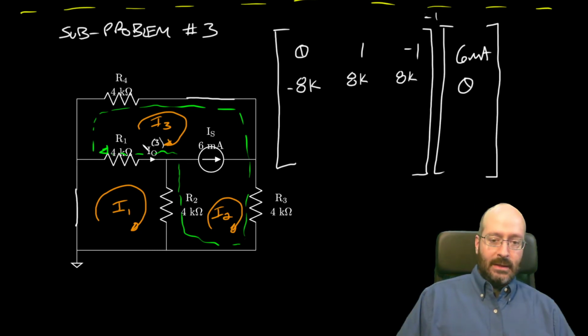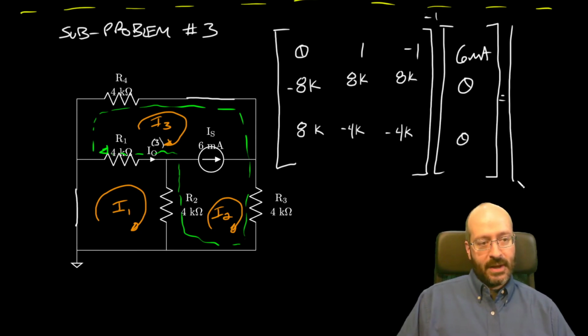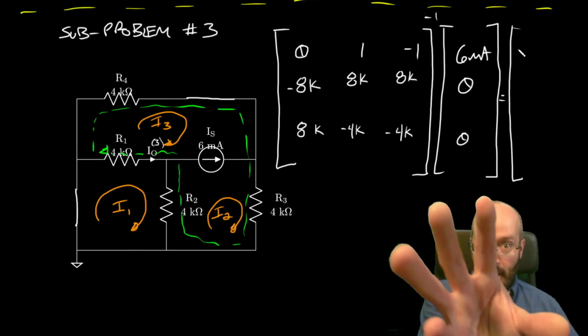Okay. Last one is the KVL around I1. What does I1 touch? It touches a total of 8K. What does it share with I2? -4K. What does it share with I3? -4K. I'm hoping by repeating these questions over and over, they are coming out of my head and into your head.